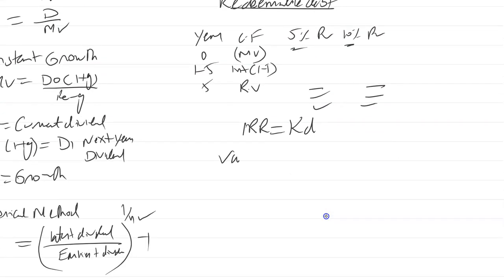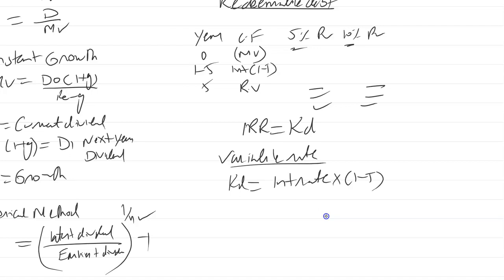Okay, what about the variable rate loan? For a variable rate loan, KD is equal to interest rate into 1 minus T. For a bank loan, the formula is the same: interest rate into 1 minus T.